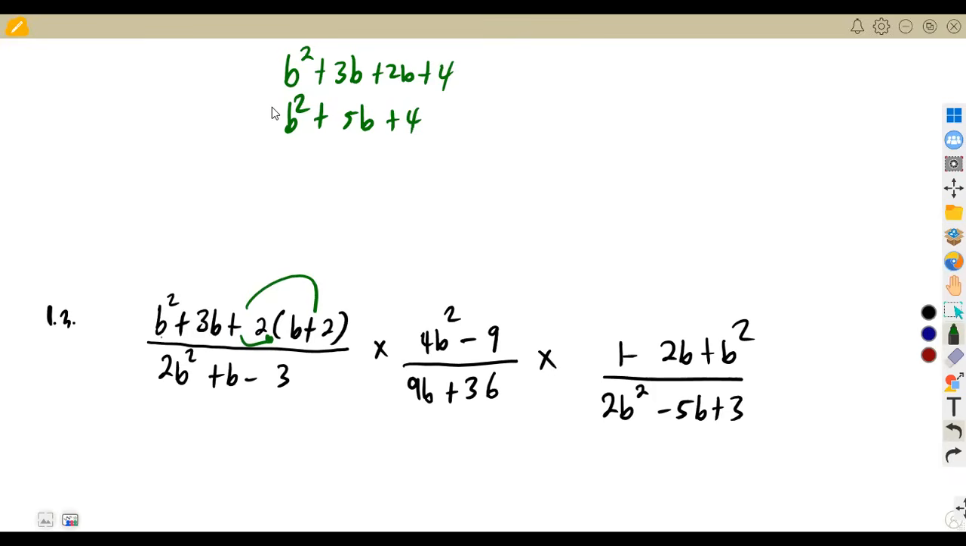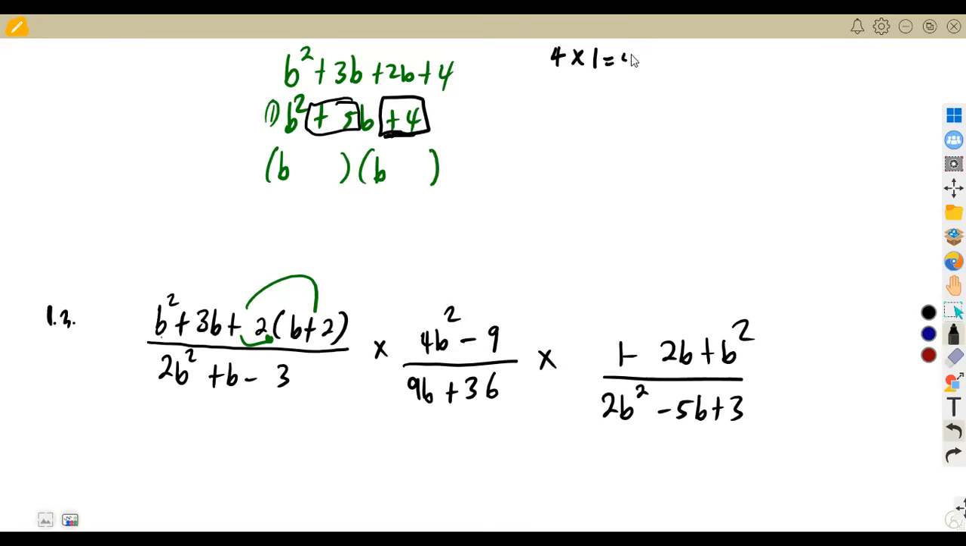Our normal factorization that we understand: you're going to have 2 brackets. The first one is going to be a b, the other one is going to be a b. Then we consider factors of 4. What are the factors of 4 that add up to 5? Two numbers that multiply to give 4, but when we add them give 5. That's 4 and 1.